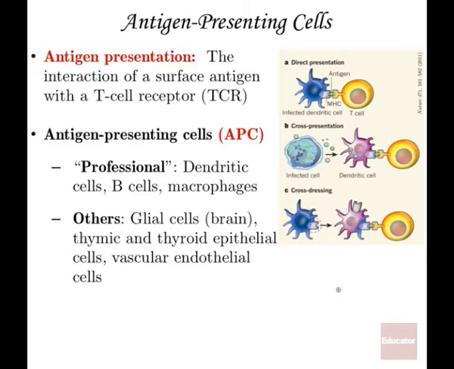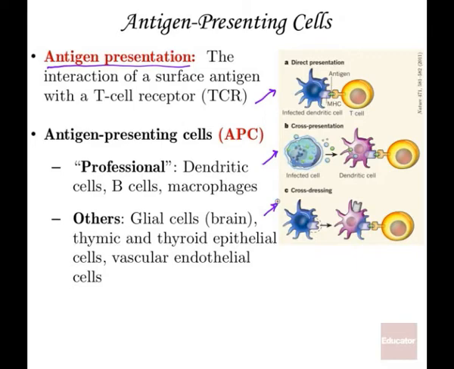And again, this T cell is very particular. It is not going to react to an antigen unless it's presented by an antigen-presenting cell. So this antigen presentation involves the interaction of the surface antigen with the T cell receptor. So here we have these different types of presentation. We have a direct presentation, we have a cross presentation, and then we have what's called a cross-dressing. So let's just go through those processes so you can get a better handle on how that works.